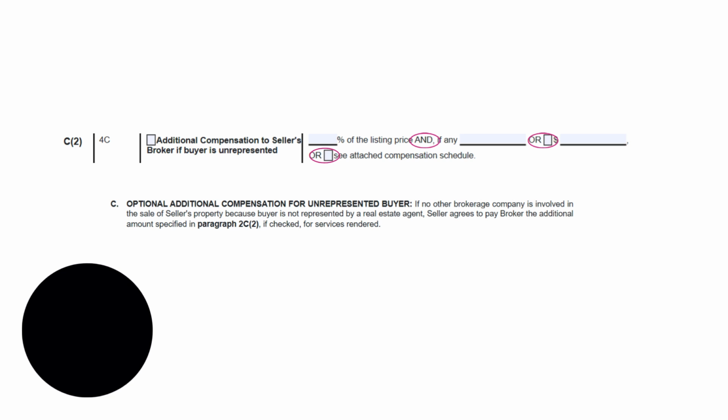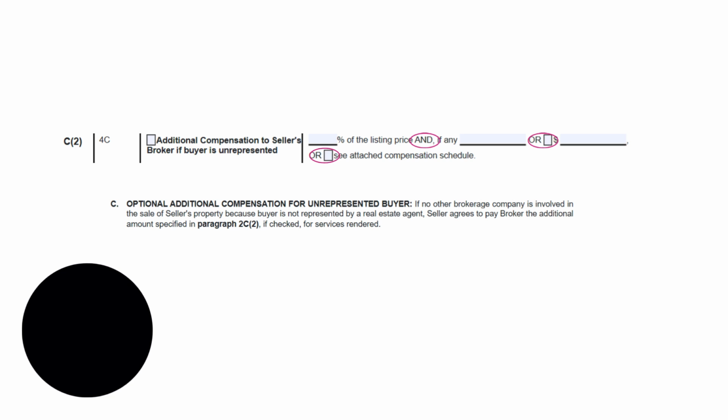If you're wondering what an unrepresented buyer is, it's simply a buyer who is submitting an offer that does not have an agent working with them. They may have an attorney that's helping them. They may be completely unrepresented. There's nobody assisting them whatsoever. But there is no broker, no agent behind them.